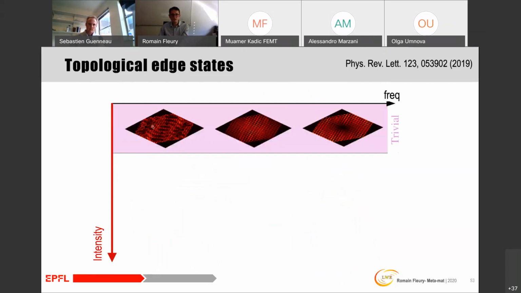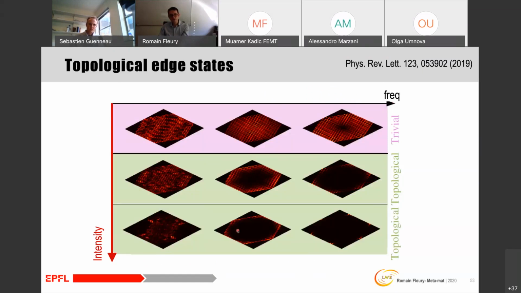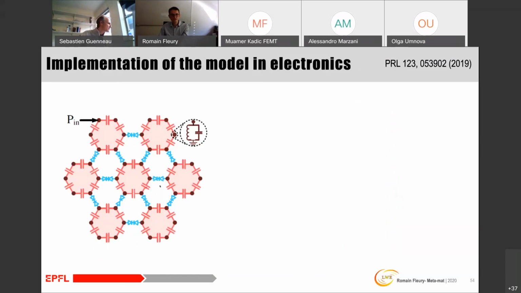If you have a low intensity, you are in the linear regime. This is a trivial insulator. All you see if you sweep frequency are a bunch of bulk modes. Now, if I increase the intensity and put myself in the topological phase, I see bulk modes. I also see edge modes, and I see corner states. And if I increase the intensity further, I just localize those edge modes and those corner states better. So we have validated this in experiments.